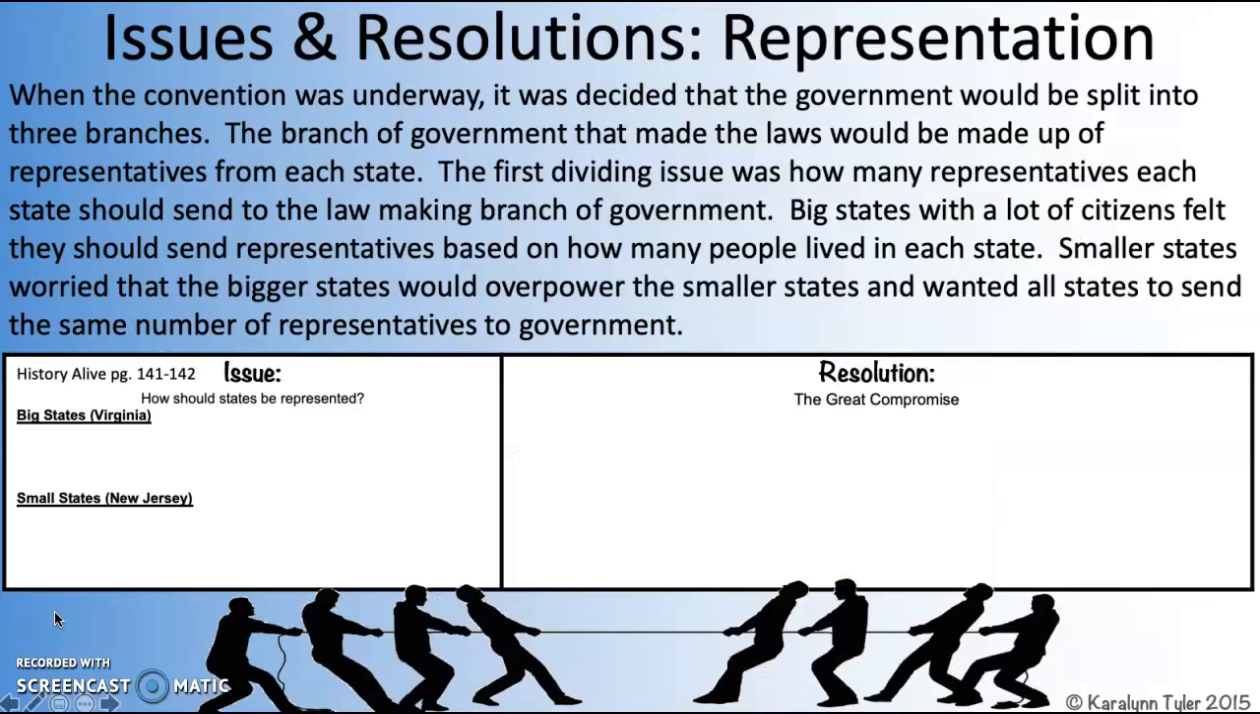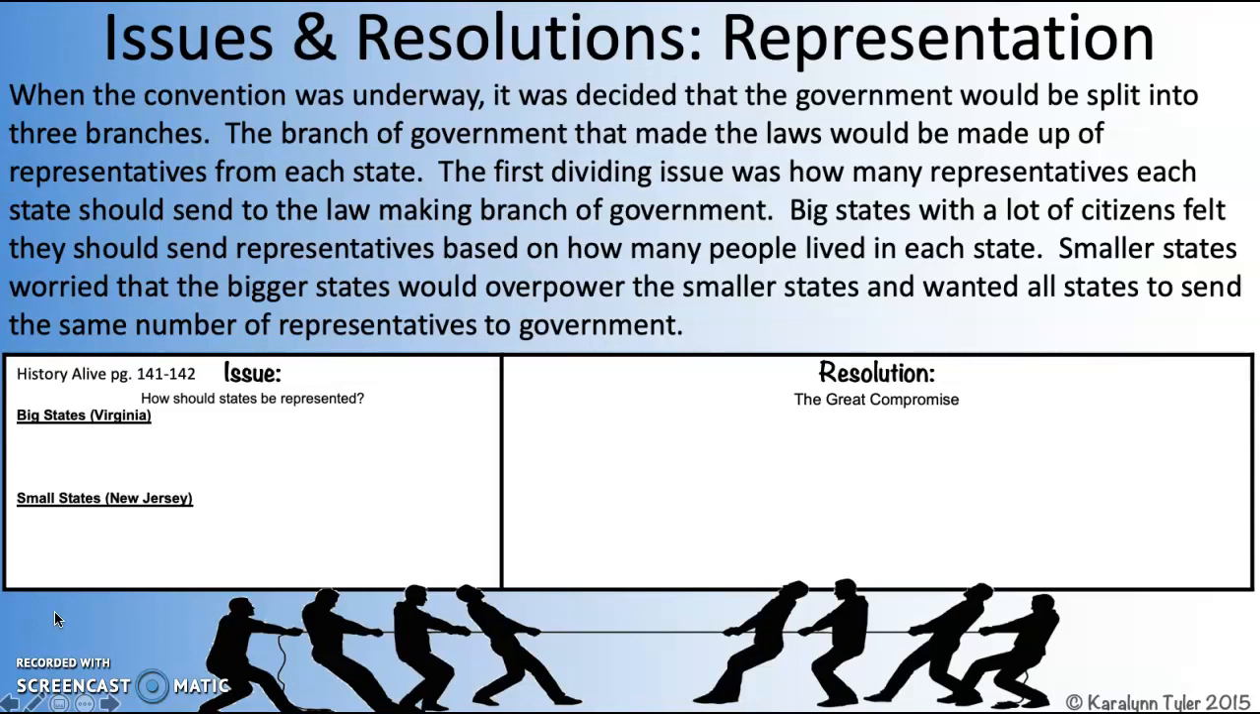So, when the convention was underway, it was decided that the government would be split into 3 branches. This was one of our 7 guiding principles of the Constitution, separation of power. It's one of the ones we talked about in our last set of notes. The branch of government that was going to make the laws would be our legislative branch, and that was going to be made up of representatives from every state.